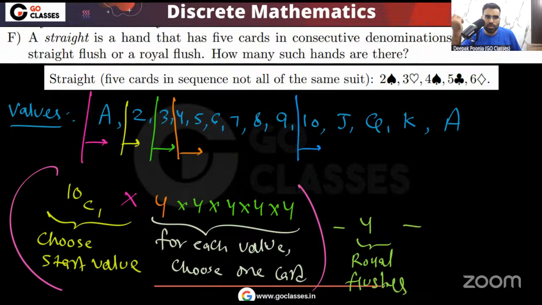Now you can notice one more thing. In this calculation the straight flushes are also included, because let's assume that the starting point is 5. Then maybe you are choosing the same suit for all these 5 consecutive values. That will be a straight flush. Yes or no? So you can see that in this calculation the straight flushes are also included. That also I have to subtract. So 36 I have to subtract for straight flushes.